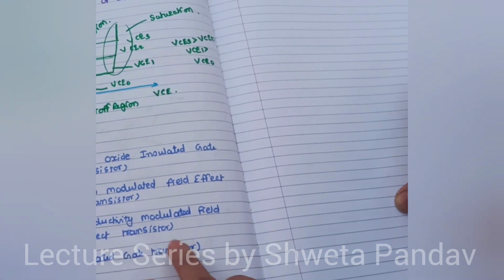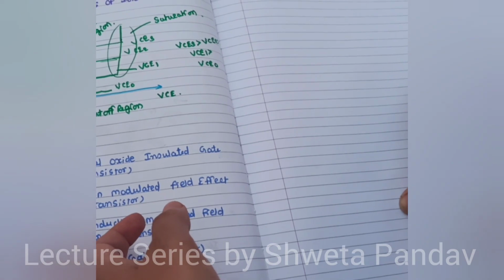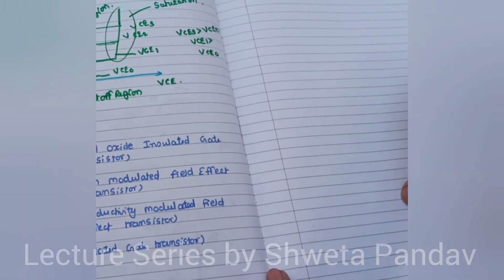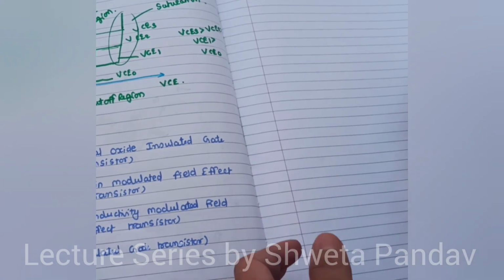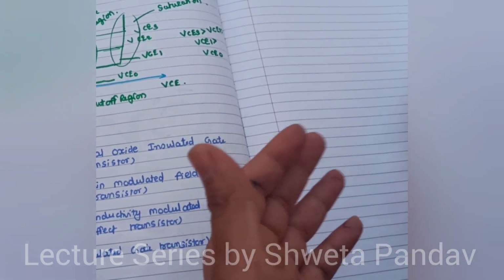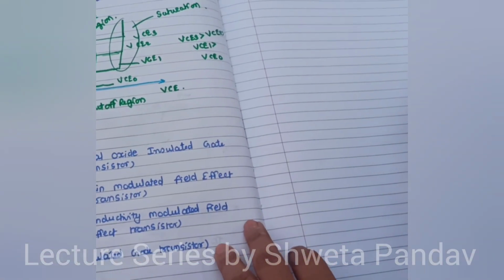and IGT stands for insulated gate transistor. So in today's session we have seen the symbol of IGBT, the advantages of IGBT, what its structure looks like, what the working of IGBT is, and what its different characteristics are.